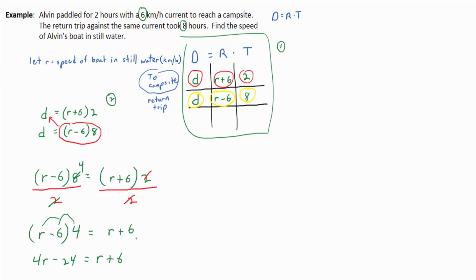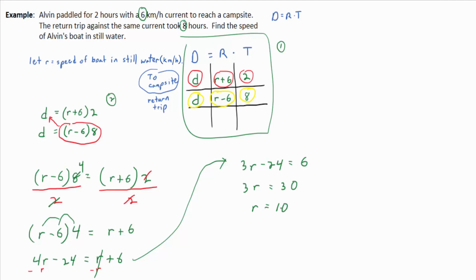And then what could you do? Make a love connection between those r's, right? Subtract the r's from both sides. Subtract r from both sides. What do you get then? 3r minus 24 equals 6. Everybody see that? And then, okay, add 24 to both sides. What does that give you? 3r equals 30. Divide both sides by 3.